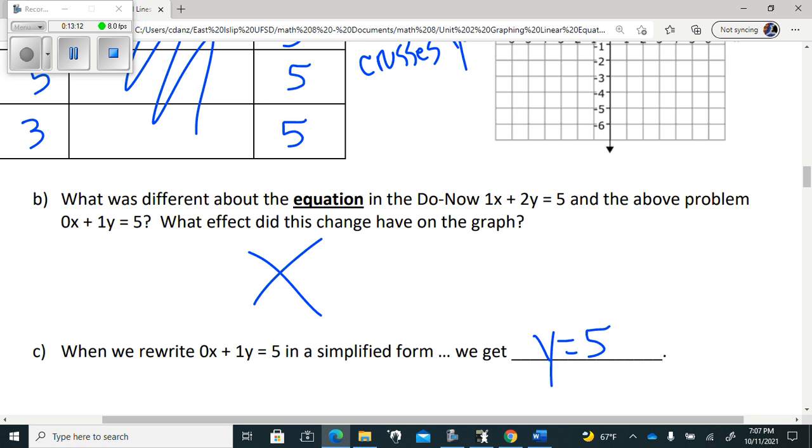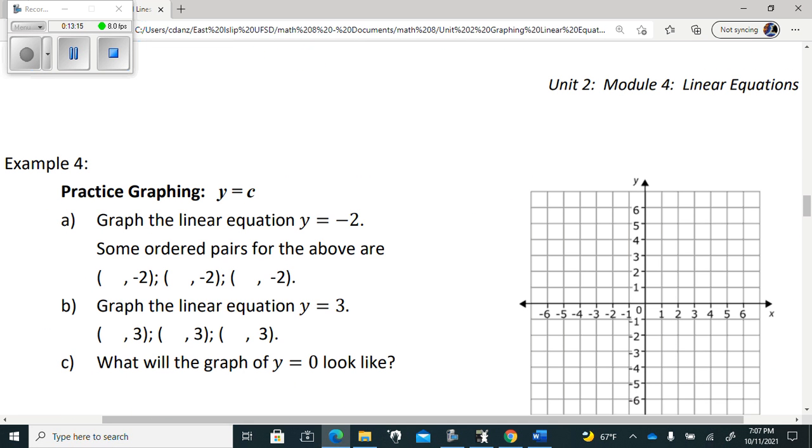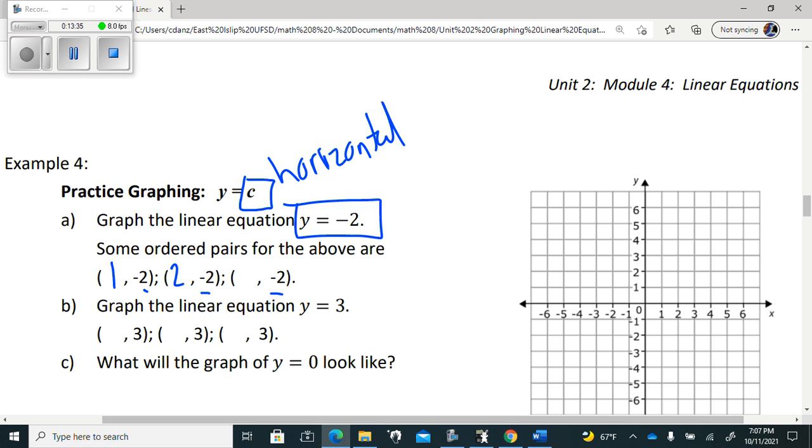So let's go do our practice. So when y equals some number, remember it means it's horizontal. It means it crosses the y-axis at that number. So right here, y equals -2. It means that the y has to be a -2. X could be anything. I'll put a 1, 2, and 3. We'll plot those points. 1, -2, 2, -2, 3, -2. Definitely a horizontal line crossing the y-axis at -2.